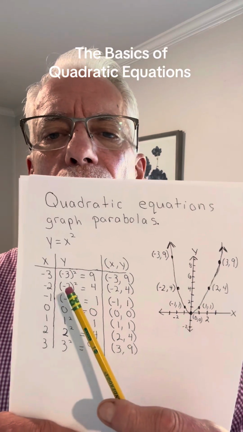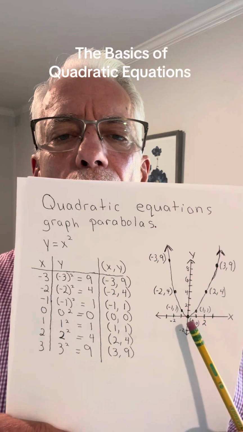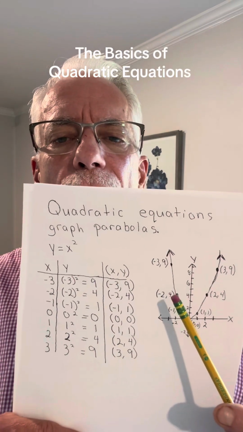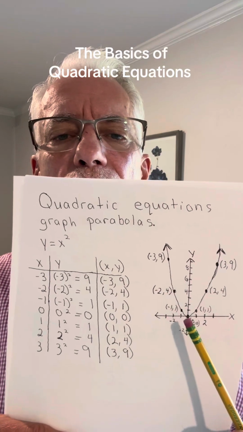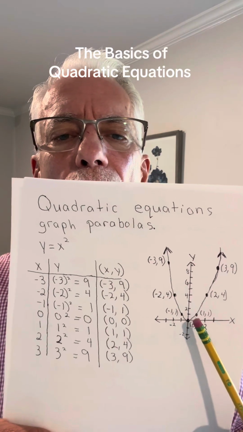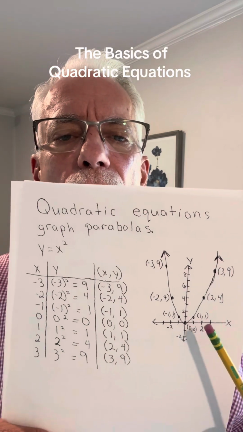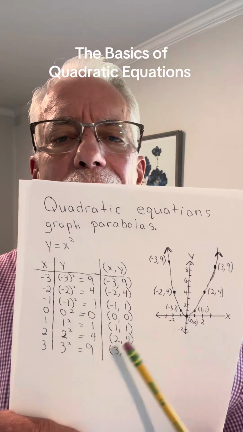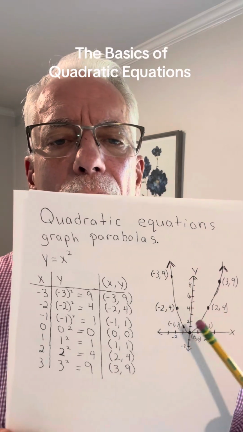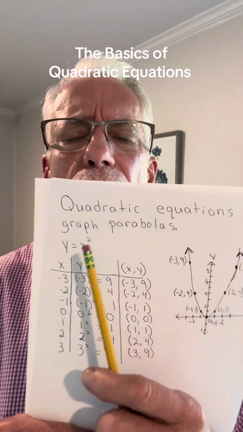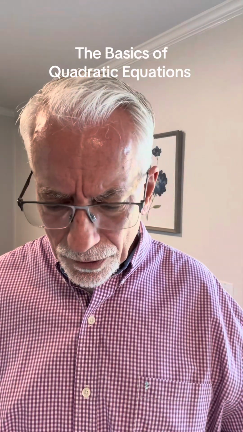Okay, -2 squared, -2 times -2 is 4. So -2, 4: over 2 to the left, 2 up 4. -1 squared is 1, so over 1 up 1. 0 squared is 0. 1 squared is 1, so over 1 up 1. 2 squared is 4, so over 2 up 4. 3 squared is 9, so over 3 up 9. So there's our parabola right there for the basic. This is called the parent graph of parabolas, of quadratic equations, y equals x squared.